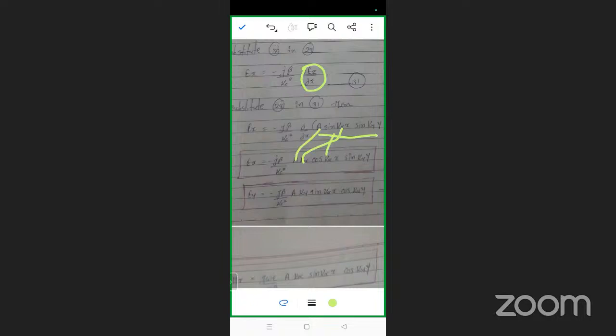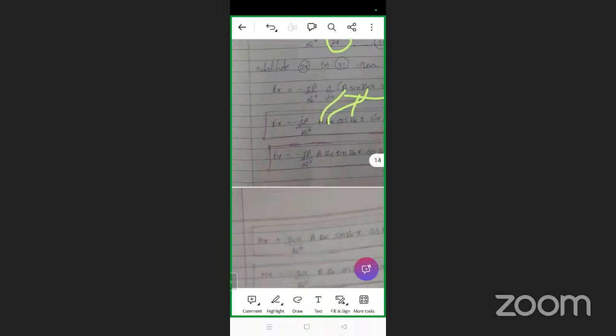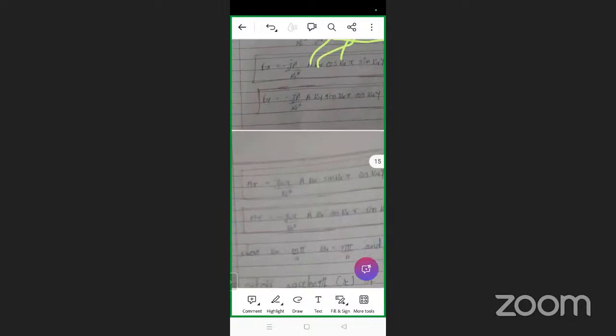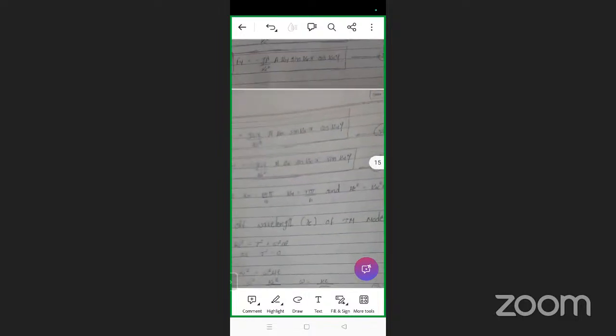Similarly, we got the remaining equations. How we simplified Ex, the same way Ey is written, Hx is written, Hy is written. All these four are field equations. In our textbook, the equation numbers are 3.27, 3.28, 3.29, 3.30. So the same type of equations we got for the rectangular waveguide.